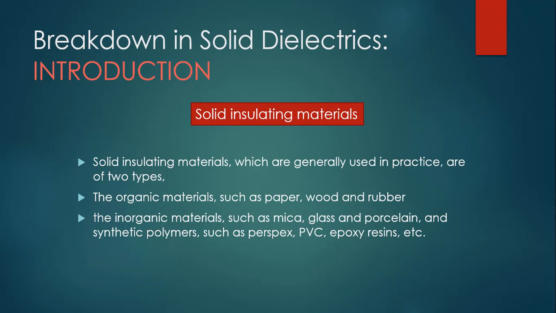Now we will talk about the solid insulating materials which are generally used in practice. They are of two types, namely organic materials such as paper, wood, rubber, and inorganic materials such as mica, glass, and porcelain, and synthetic polymers such as perspex, PVC, epoxy resins. Some important properties of these materials, which are used for insulation purposes in high voltage apparatus, will be described.